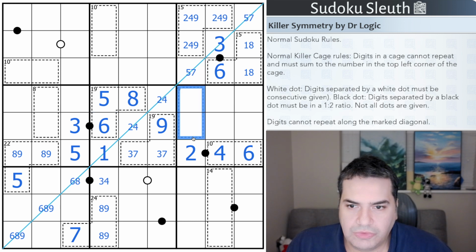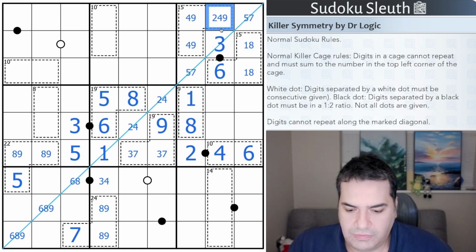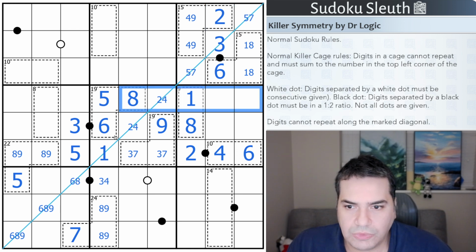Can we do anything with this 9 cage quickly now? Well, 1, 8 is still available, 2, 7 isn't, 3, 6 isn't, and 4, 5 isn't. So this is forced again. Actually, it's known. That's an 8. That's a 1. This 2 gives us a 2 up here and a 4, 9 pair. Can we do more? Yes, we can.